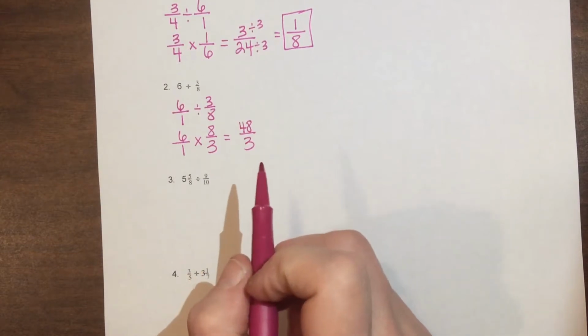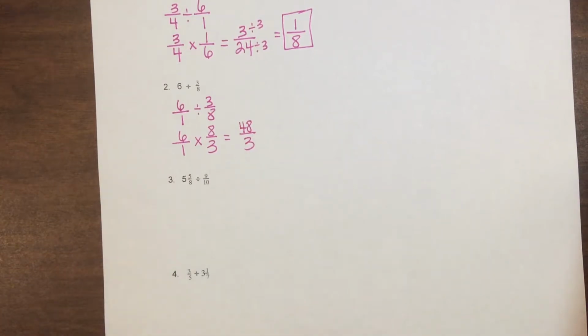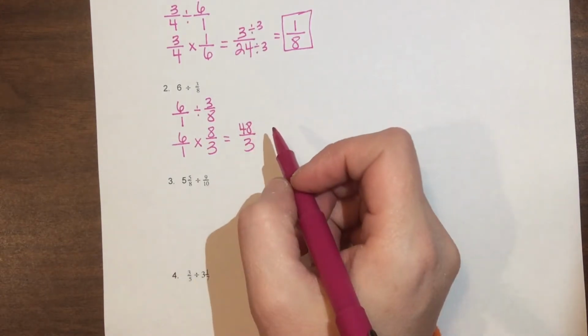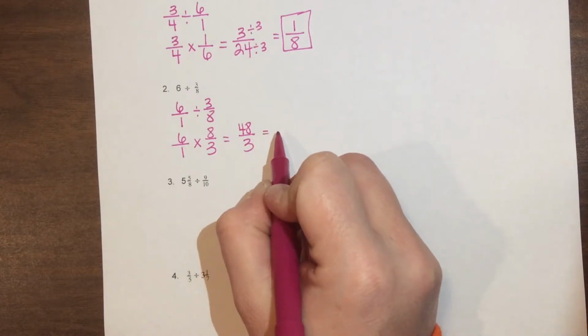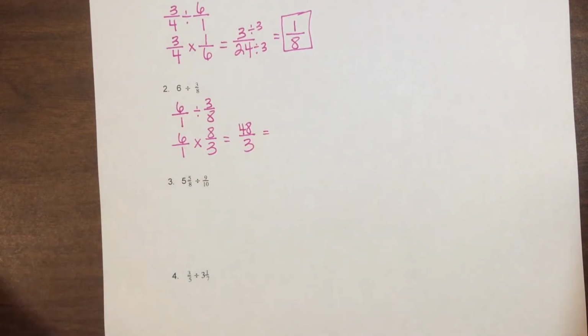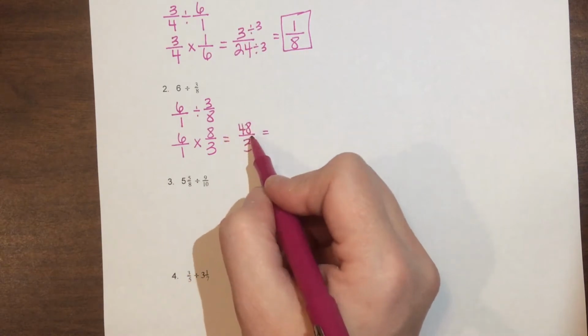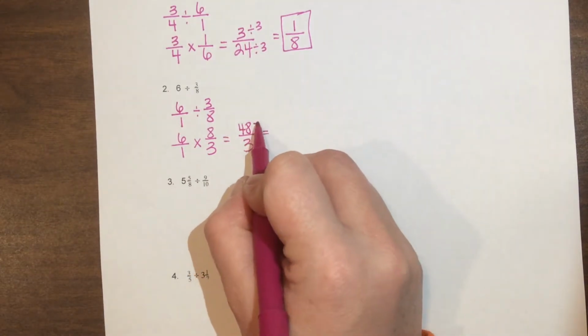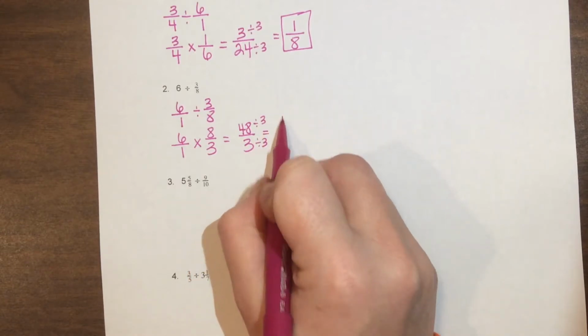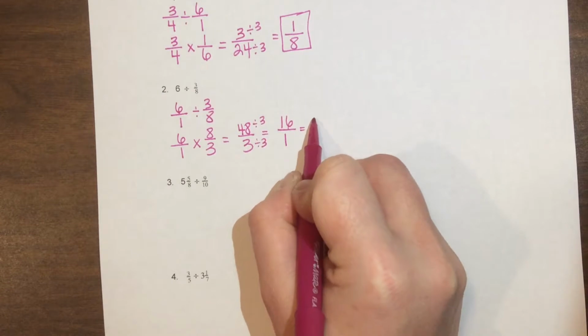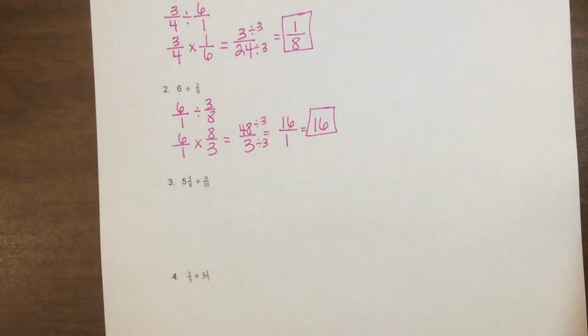And again, you never want to leave your fraction in improper form. So in order for us to finish this problem, we want to convert this to a mixed number or a whole number. 48 divided by 3, we could first simplify, dividing both the numerator and the denominator by 3 to get 16/1, which converts to the whole number 16.